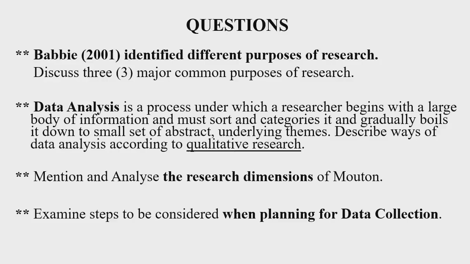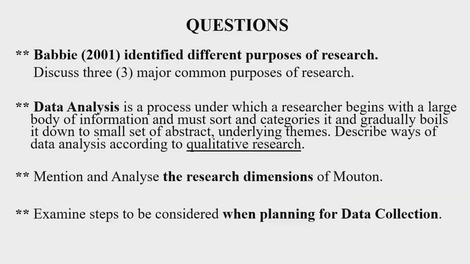Dear students, be able to describe these ways. As you prepare for examination, be able to describe these ways. The next question says, mention and analyze the research dimension of Merton. Remember, Merton has 5 research dimensions. You are expected to know them. You are expected to be able to analyze them. When we say analyze, we are actually expecting you to examine information in detail and how these 5 dimensions are related to each other.